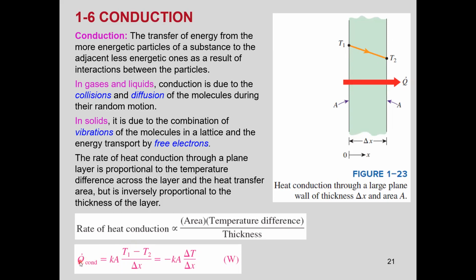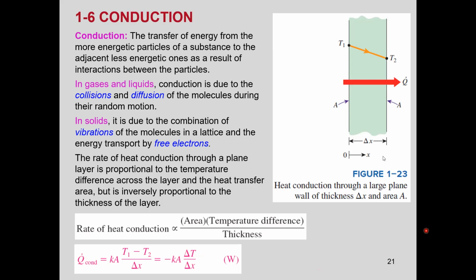Heat transfer is a vector quantity, so you need magnitude as well as direction. For that reason, here, there is no minus sign because T1 minus T2 is positive, delta X is positive, A and K is positive. So the result is positive. But here, delta T means T2 minus T1. Delta T means that. So this is minus, another minus, so your result is positive. Okay, this is the practical answer.